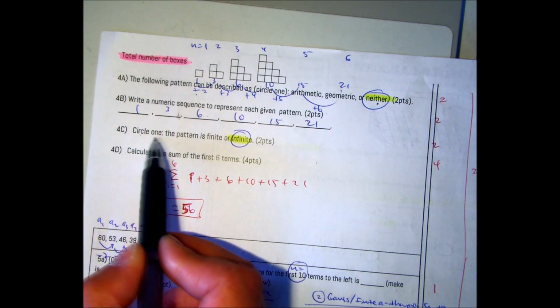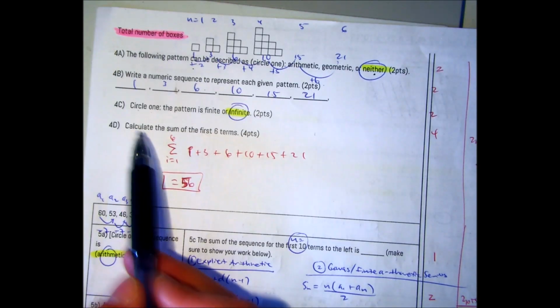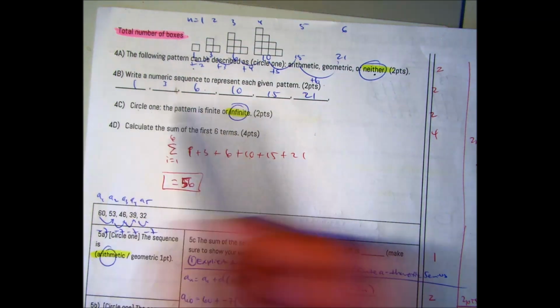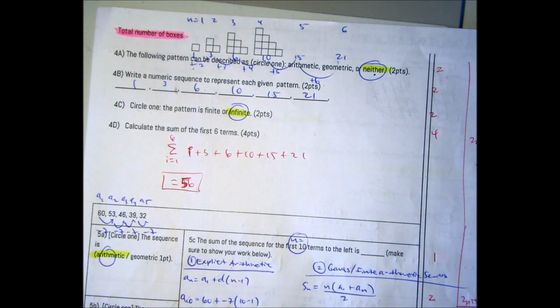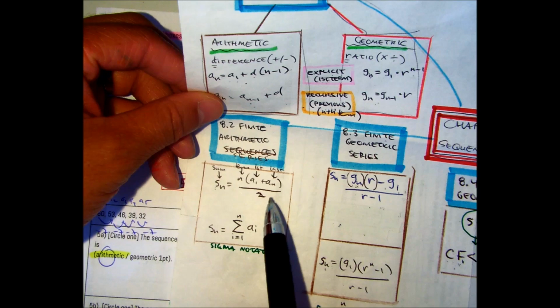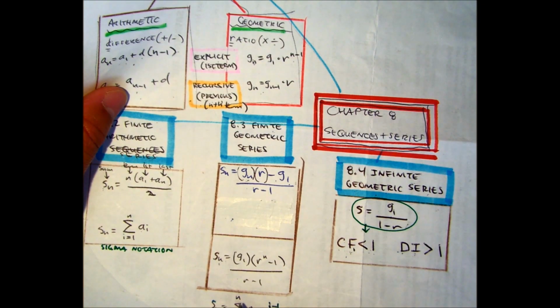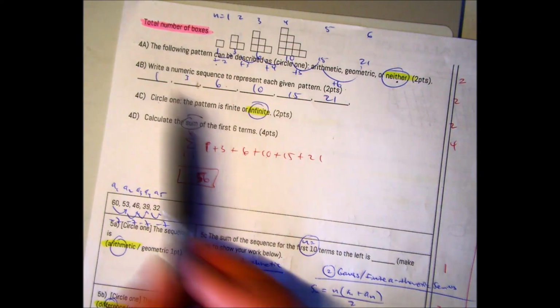Question 4C says circle 1. The pattern is finite or infinite. The answer is infinite because you can keep adding. Okay. Question 4D. Calculate the sum of the first 6 terms. Well, think about this. If it's not arithmetic, then I cannot use the arithmetic series formula. If it's not geometric, I can't use either of these. So what can you use? You can use summation notation, or simply just adding these numbers up.